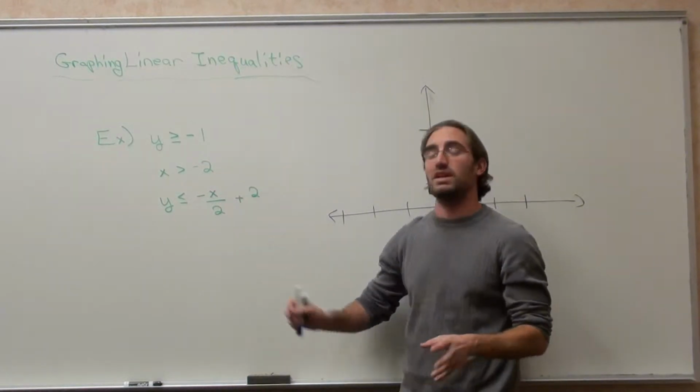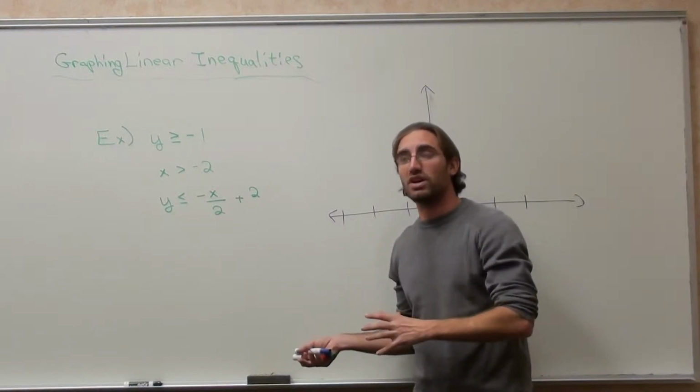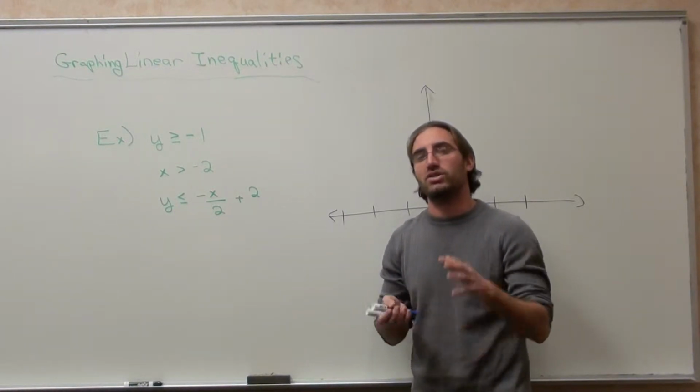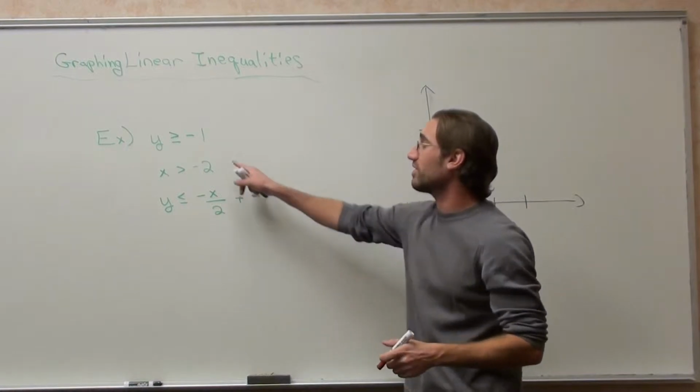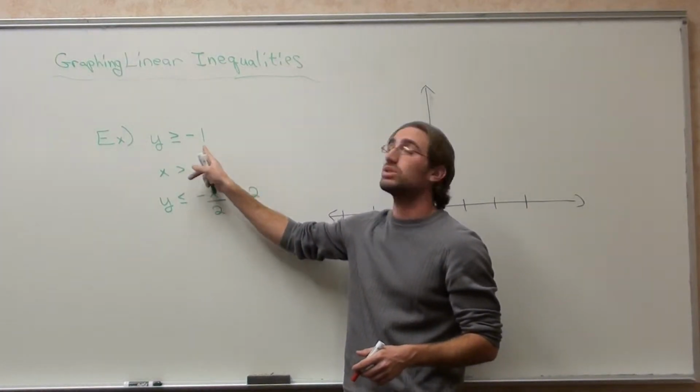I'm putting 3 at the same time as opposed to 2 because that's more difficult, but I think it's something that you can handle as long as you follow through. So I'm going to graph the first one in red. Y is greater than or equal to -1.